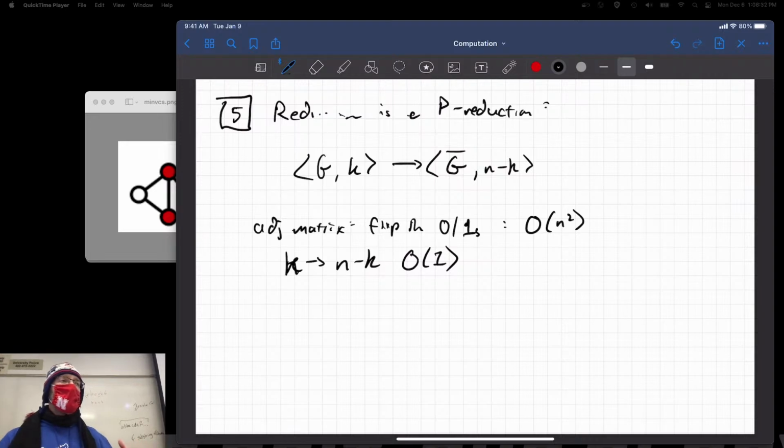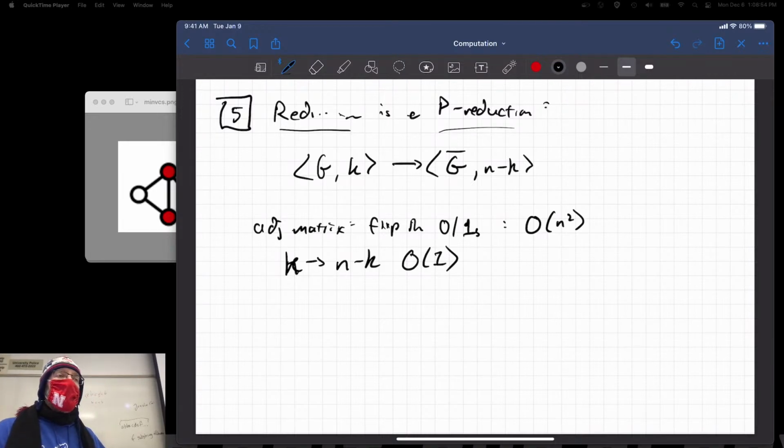So, mapping over the data for the vertices is going to be order n, or you just copy it, order 1, whatever, right? And so this mapping reduction is a polynomial time deterministic reduction.